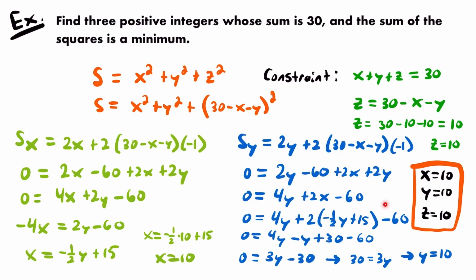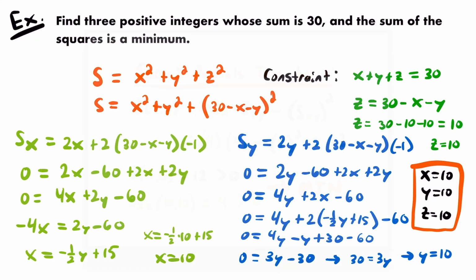Okay, and so our work is done here. We have found those three positive integers, but if you wanted to check and make sure that they really do correspond to a minimum on this function, you could use the second partials test. I'm not going to go through all the work from scratch here, but I will show you the completed work.